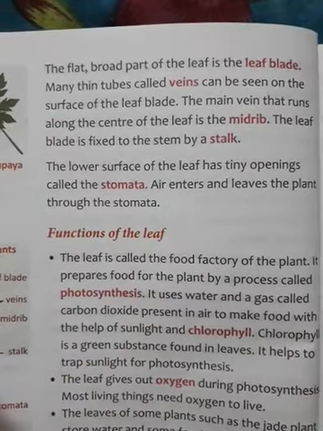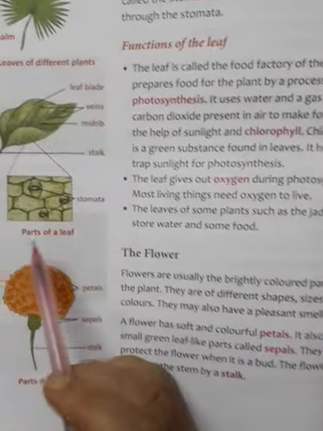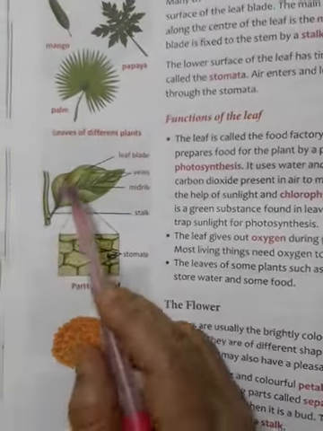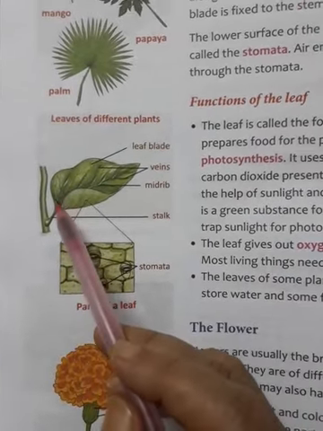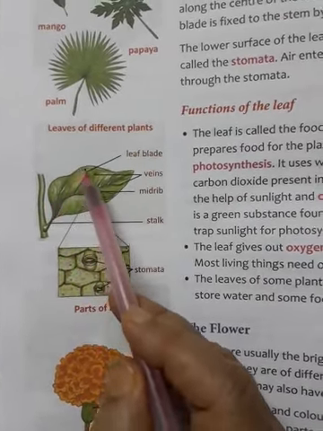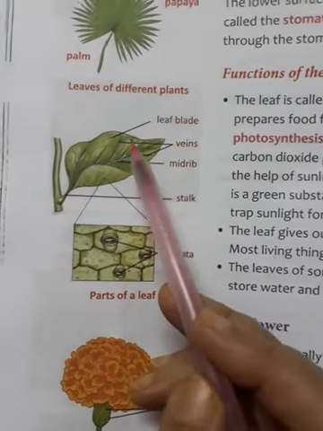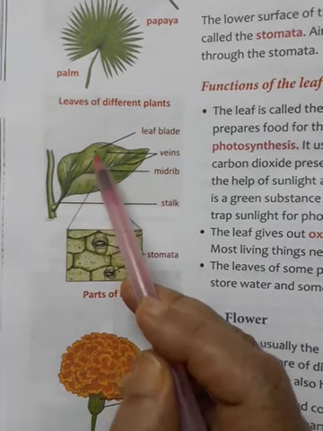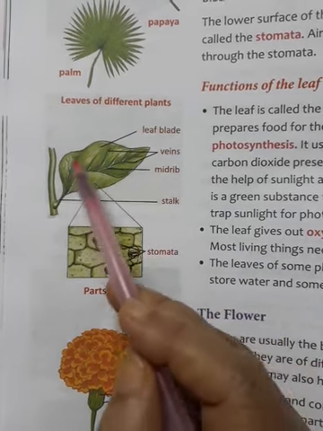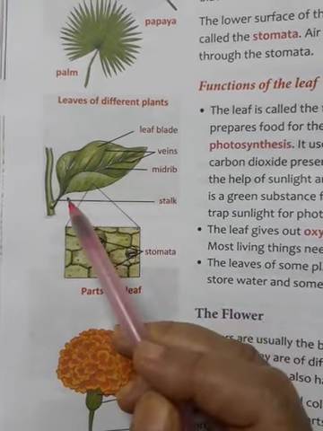Now look at this figure over here on the same page, by the side. Parts of the leaf. If you look at this figure, you will understand it very clearly. First is the main thin, broad, flat surface of the leaf. The main thin, broad and flat surface of the leaf is called the leaf blade.